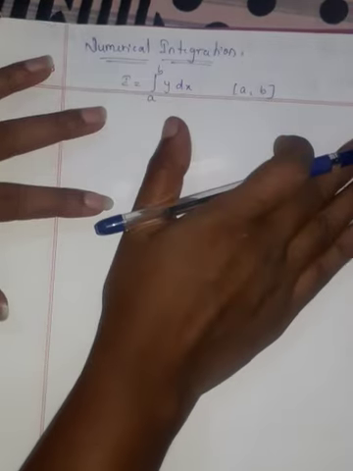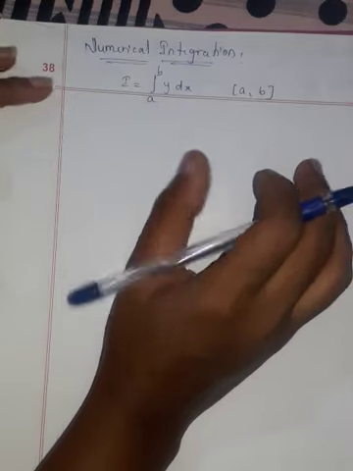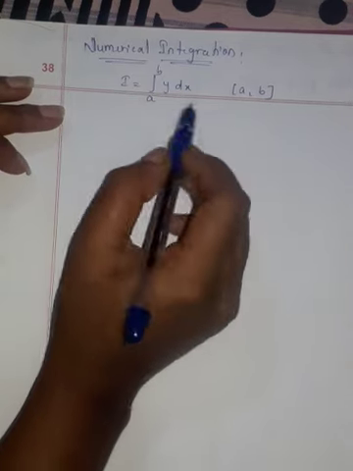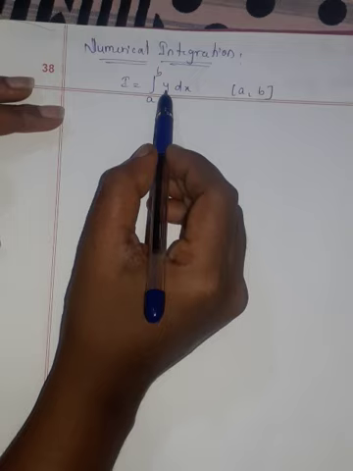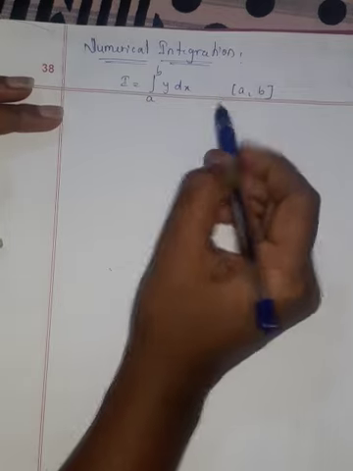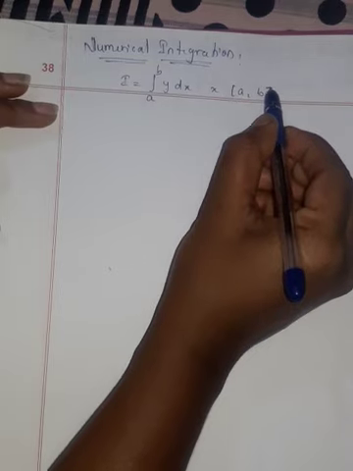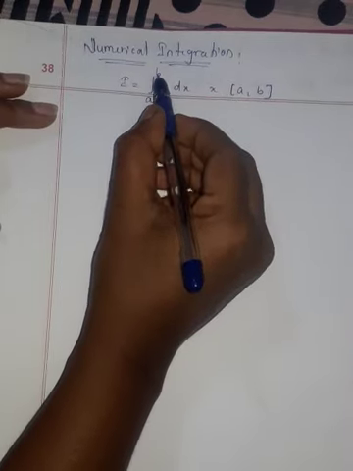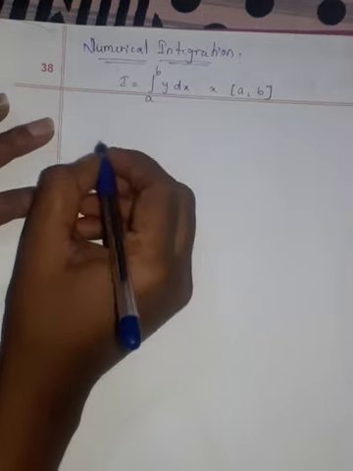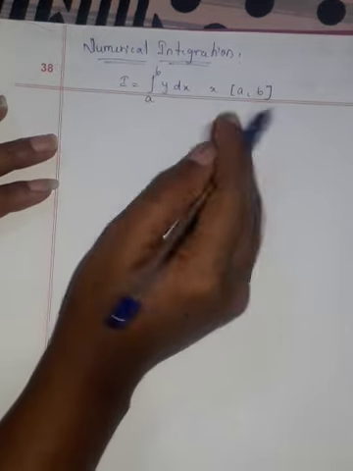So numerical integration is nothing but the process of obtaining approximately the value of a definite integral, that is integration from a to b of y dx, without actually integrating the function y, but only using the values of this y at some points of x equally spaced over this interval a to b. So we present here two rules or formulas to obtain the value of the definite integral, that is integration from a to b of y dx, numerically.